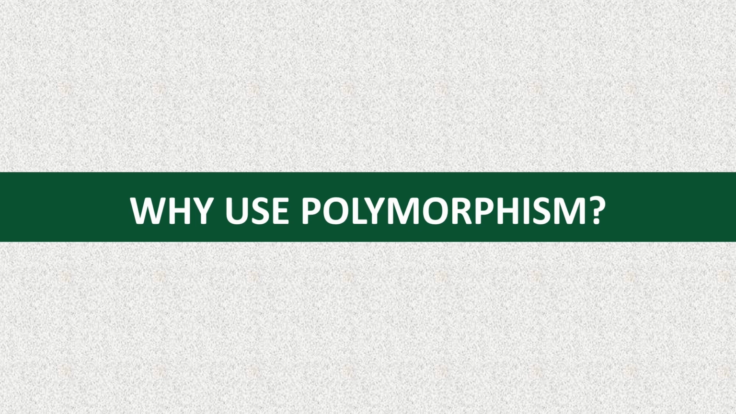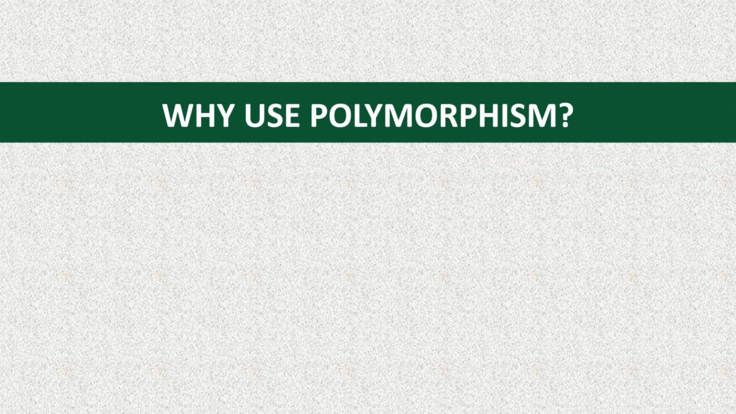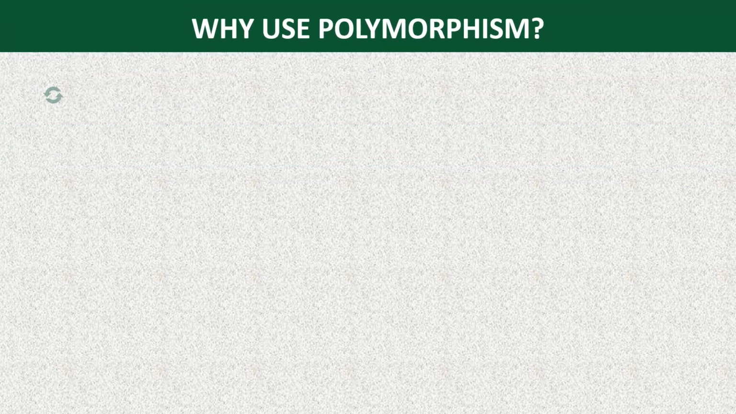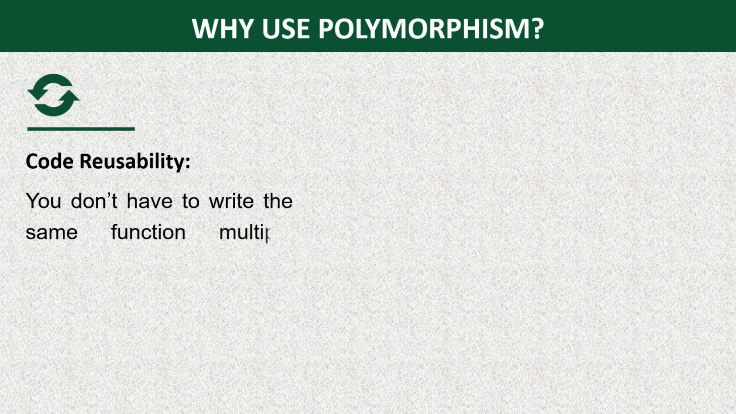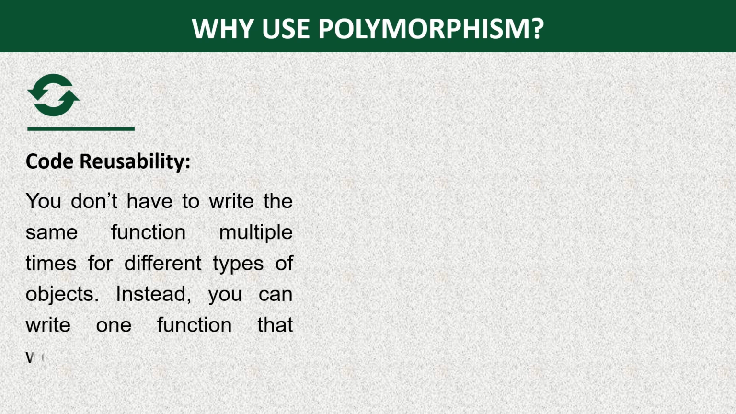Polymorphism offers many advantages that make it a valuable concept in programming. Code reusability: you don't have to write the same function multiple times for different types of objects. Instead, you can write one function that works for all related objects.